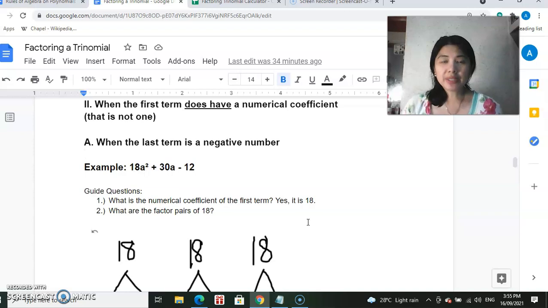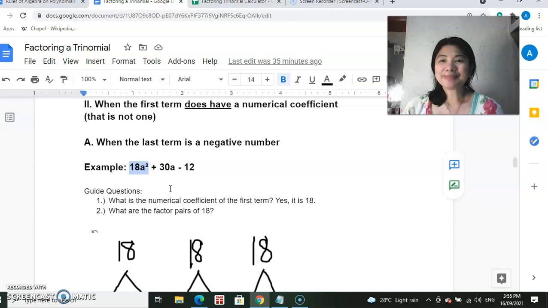Okay, so for this part, we'll start with the scenario wherein the first term does have a numerical coefficient that is not 1. So this is level up. Okay, mo level up na ta. So this is an example, 18a squared plus 30a minus 12. So the first term has a numerical coefficient that is not 1. It's 18.